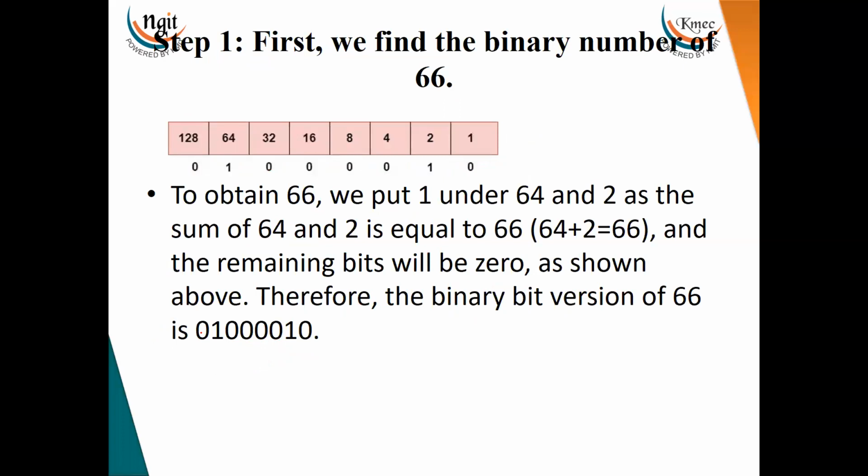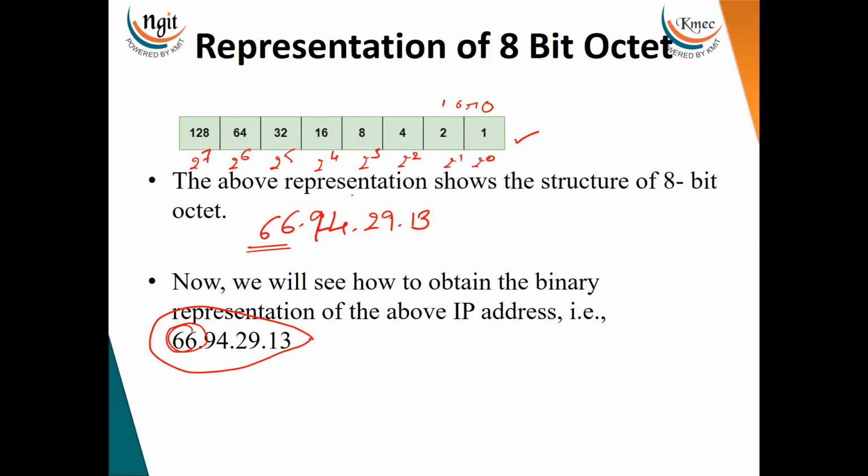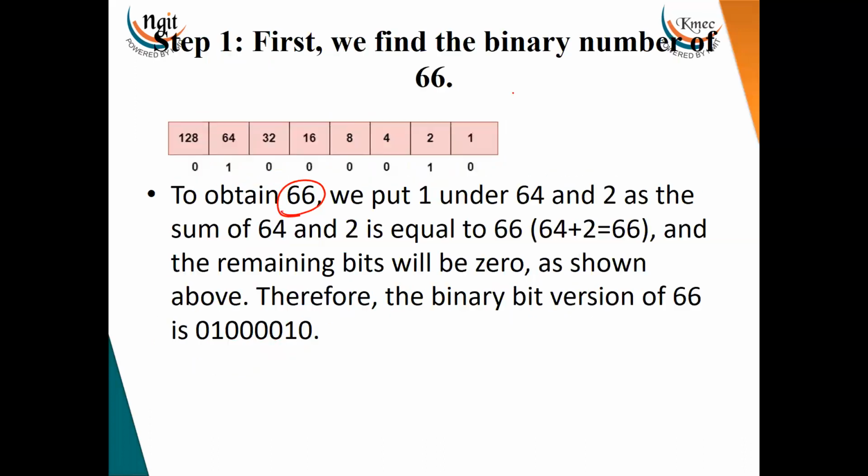Now what is my task to obtain this 66? First, we have to put 1 under the 64 and 2, as the sum of 64 and 2. Here I have already told you how we got this number. Based on our requirement, you have to keep either 1 or 0. Now 64 plus 2 is 66. And the remaining bits will be 0.